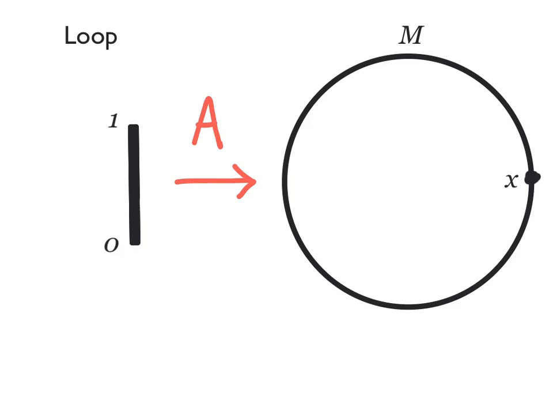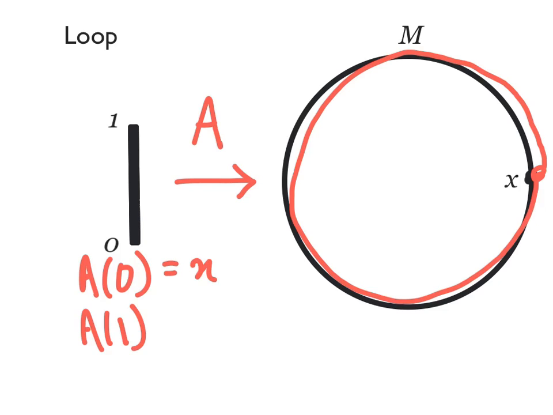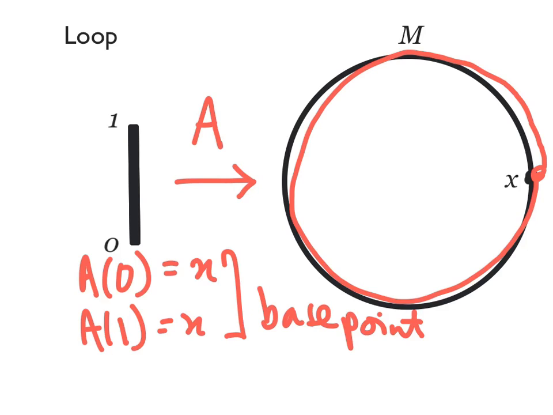So it's a map from the interval, which means every point in the interval gets mapped somewhere in M, and we know the start and end points are supposed to go to the point x. So those two conditions would be that A of 0 equals x and A of 1 equals x. So this is the base point. And the other key property that we need A to have in order for it to really correspond to what we think of as a loop is that A is continuous.